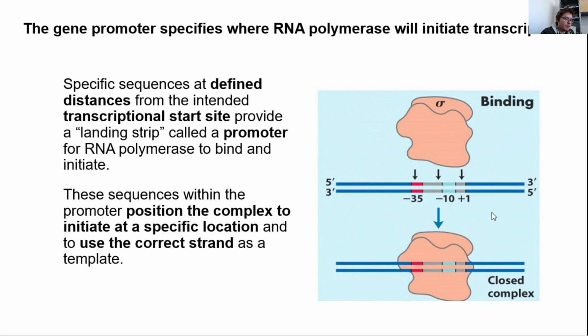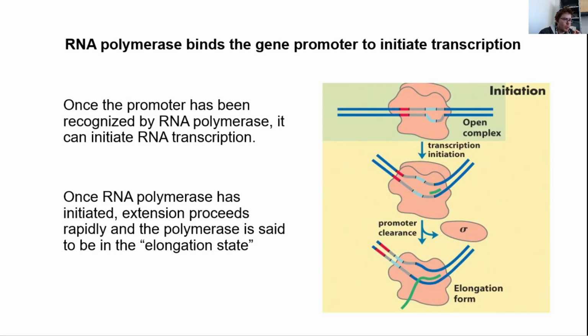Okay, so by putting these sequences at specific distances, when polymerase engages, it's positioned to transcribe right from the start here at the right location. And once the promoter has been recognized, transcription can initiate. So when it binds these sequences, RNA polymerase can then open up the DNA in those regions to start to form the bubble.